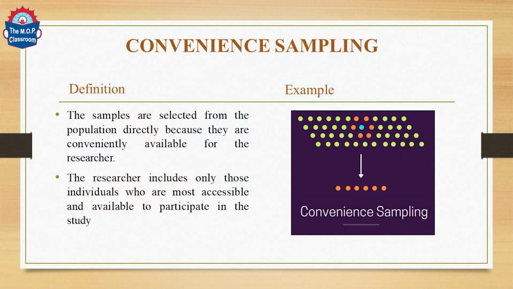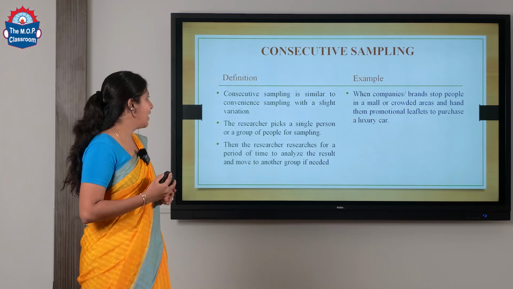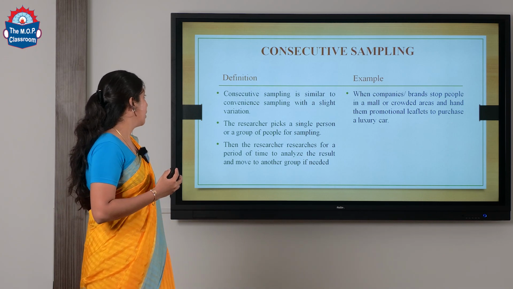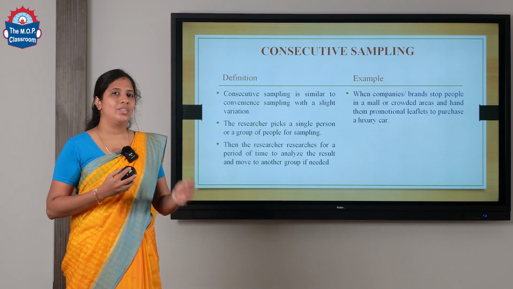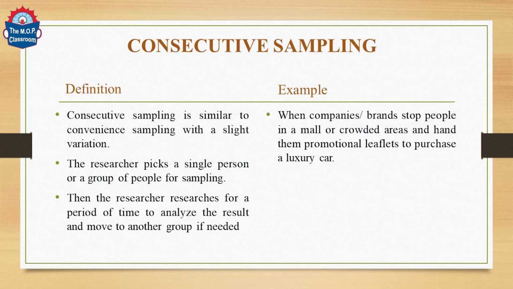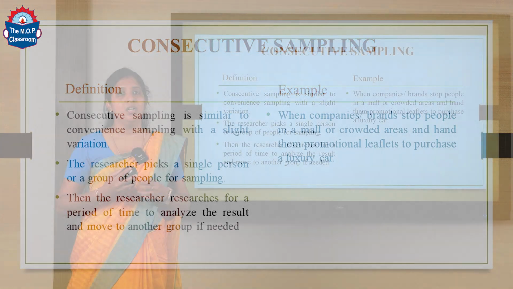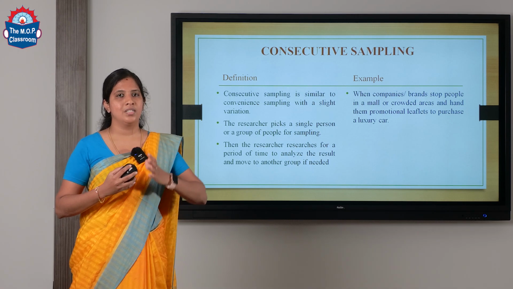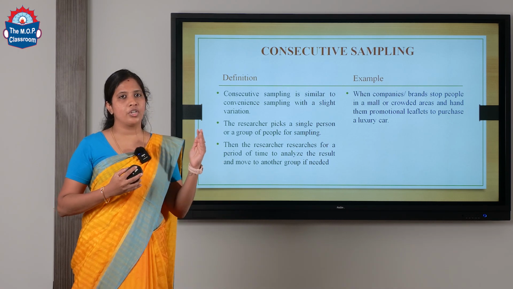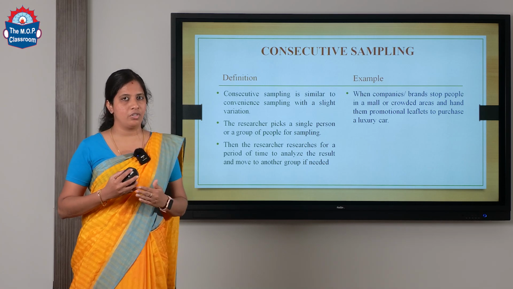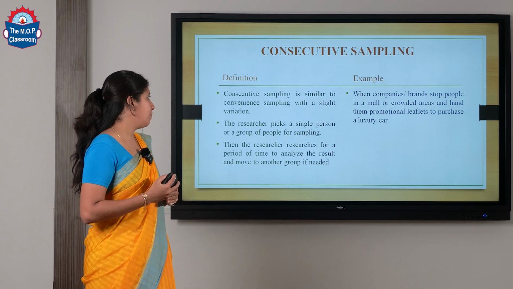So the samples are selected from the population directly because they are conveniently available. The researcher includes only those individuals who are most accessible. So the next one is consecutive. Consecutive sampling is similar to convenience sampling with a slight variation: the researcher picks a single person or a group of people for sampling, then researches for a period of time. If you don't get the exact answer or any answer, then you will move on to some other place. So consecutive is a continuous process in research, and it comes under the non-probability sampling method.